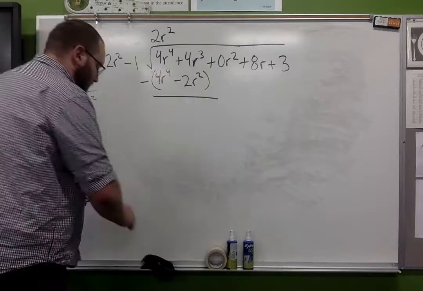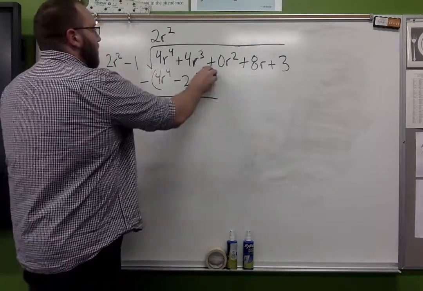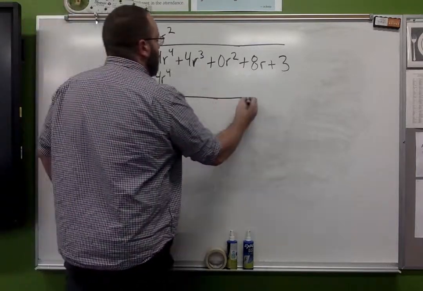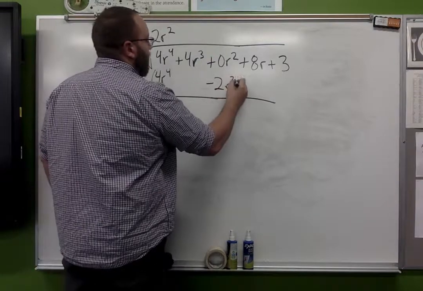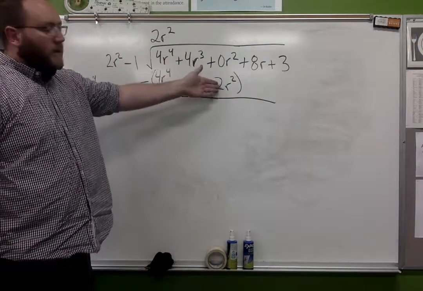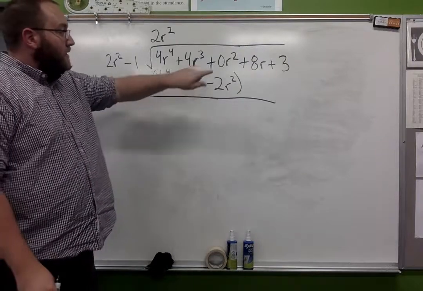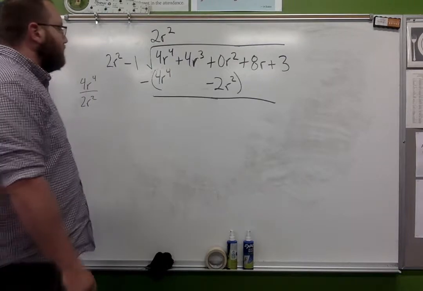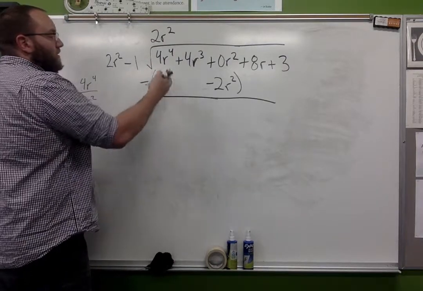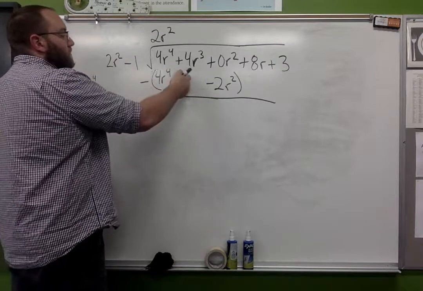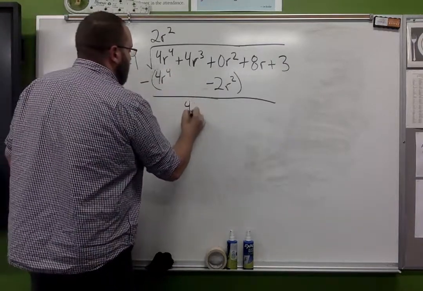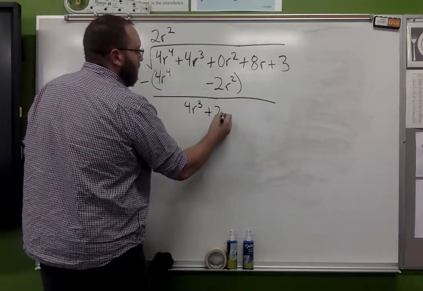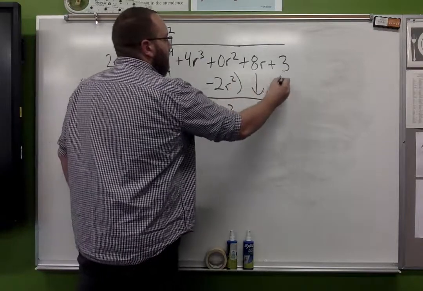So to make things look nice and organized, instead of putting my r squared there, I'm going to put it over here. And now my r squares line up. That's why I put this placeholder, so I wouldn't forget things. So 4r to the fourth minus 4r to the fourth is 0. 4r to the third minus, there is no 4r to the third, so it just stays the same. 0 minus the minus 2 is plus 2, r squared. And then bring down the rest.